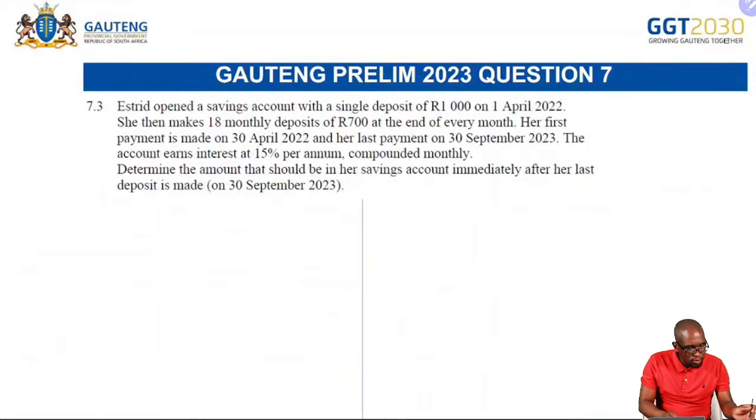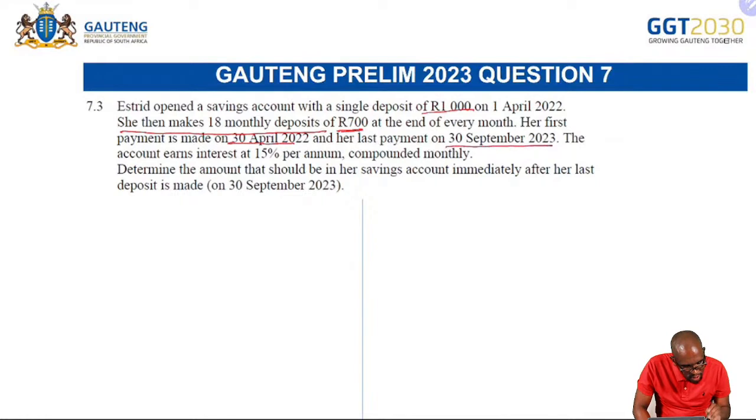Moving right along, Astrid opened a savings account with a single deposit of 1,000 rand on 1 April 2022. She makes 18 monthly deposits of 700 at the end of every month. Her first payment is made on the 30th of April, and her last payment is made on the 30th of September. So you can see that they are generating annuity here.